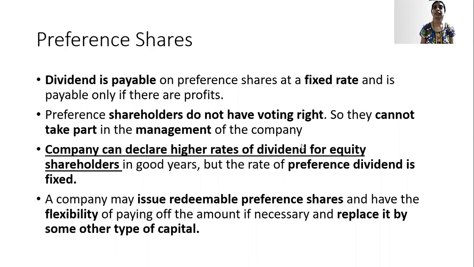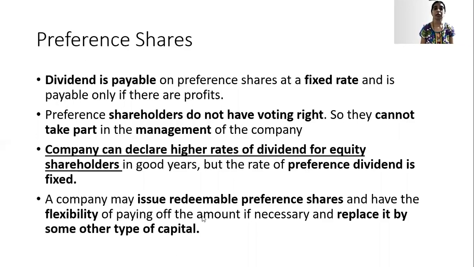The company can declare a higher rate of dividend for equity shareholders in good years, but the rate for preference shares is fixed. Like you can see right now, Reliance is booming, so Reliance can provide a higher rate of dividend. There may be a possibility that preference shares are given a dividend rate of, suppose, 12%, but the dividend for equity is given at 18%. Okay, so this enjoyment is with the equity shareholder. The preference share rate, once fixed, is fixed for a period of years. Whatever period is decided for the preference shares, up to that it is fixed.